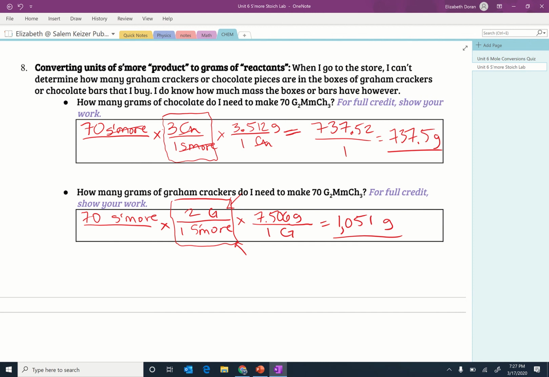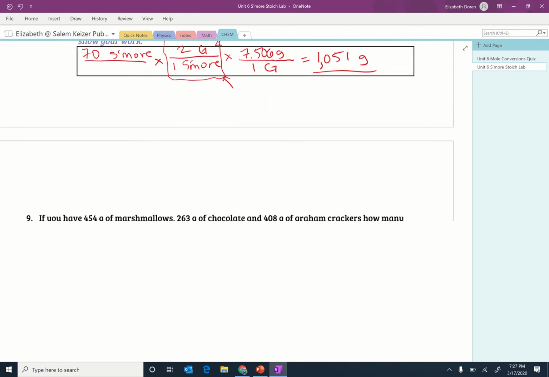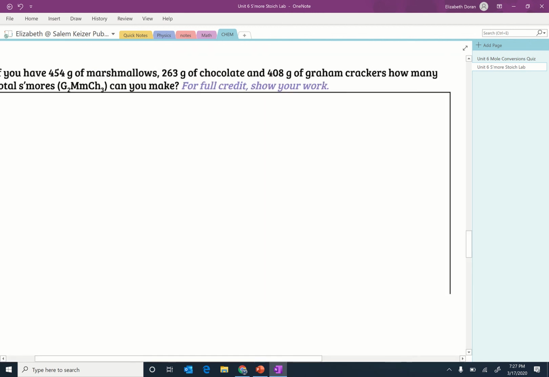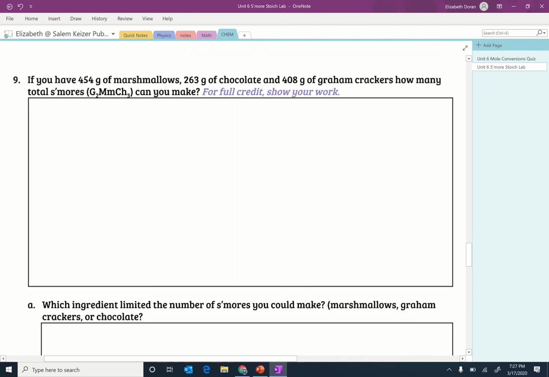chemical equation. Okay, moving on to question number 9. So number 9 is probably the toughest one of these post-lab questions. And you actually kind of have to do 3 calculations in one to figure this out. So I'm asking you, how many total s'mores can you make if you have 454 grams of marshmallows, 263 grams of chocolate, and 408 grams of graham cracker?